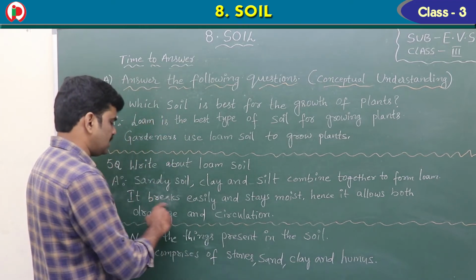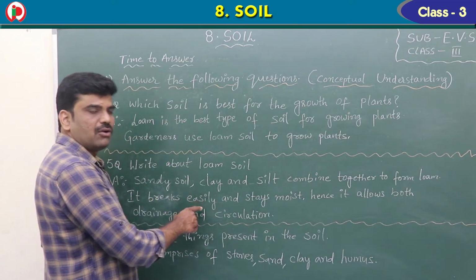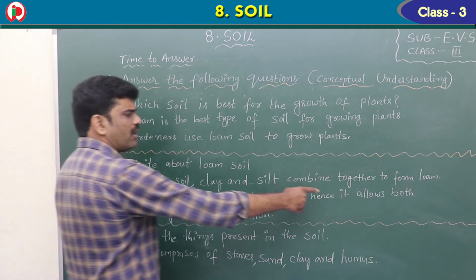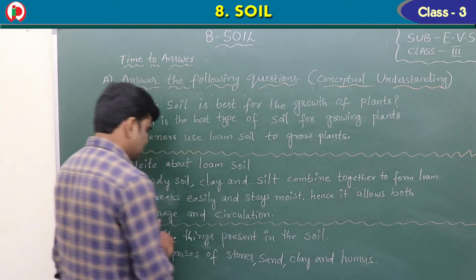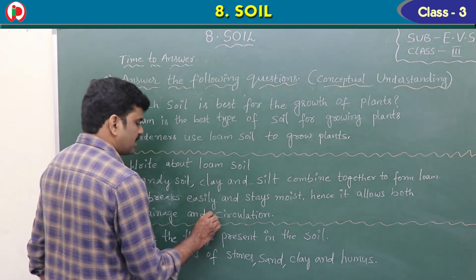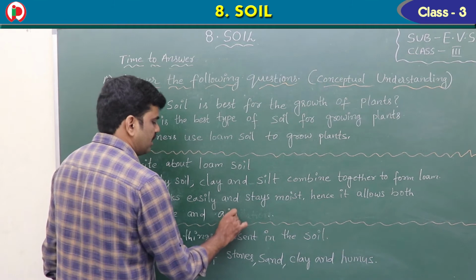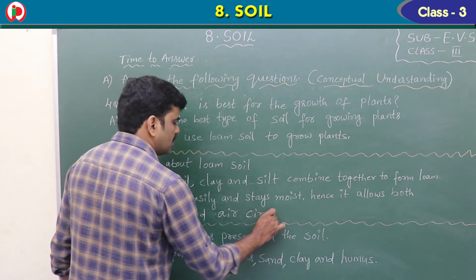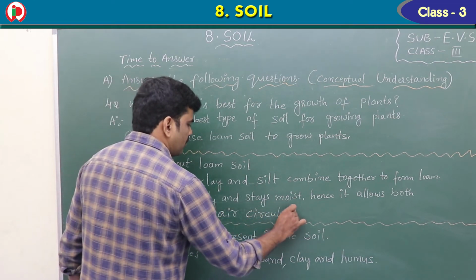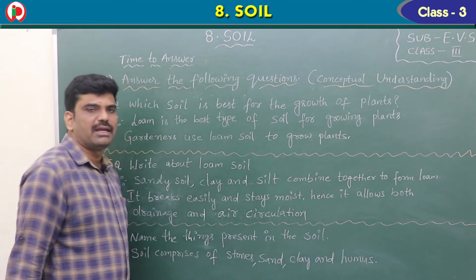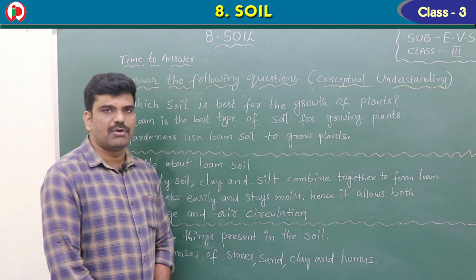So once again here see children. Loam soils break easily and stay moist. It allows both drainage and air circulation. Why? Because both are very important. Both air and water are important.